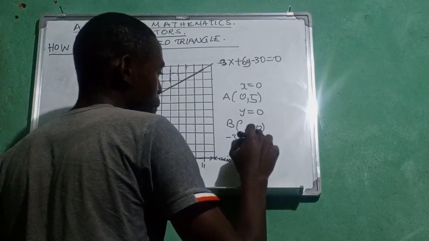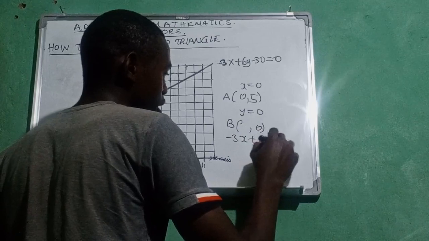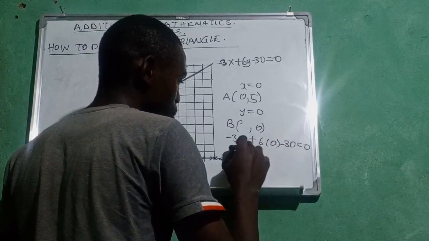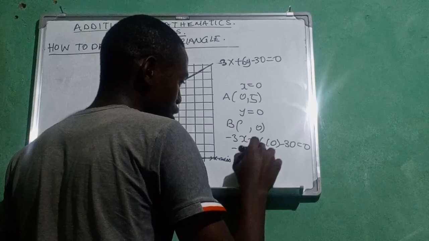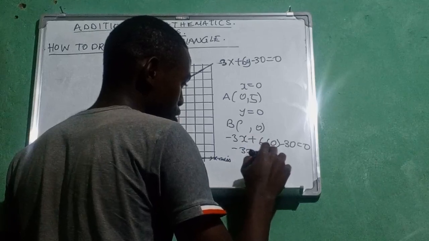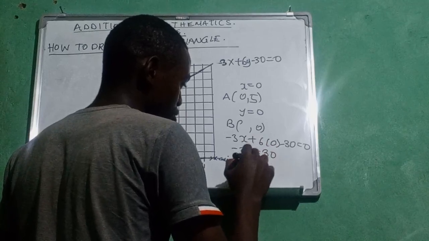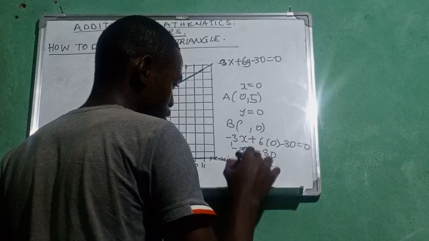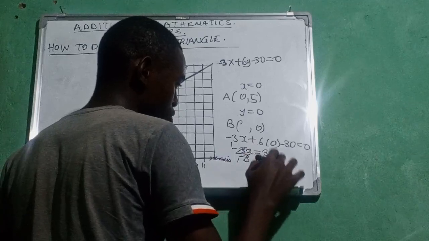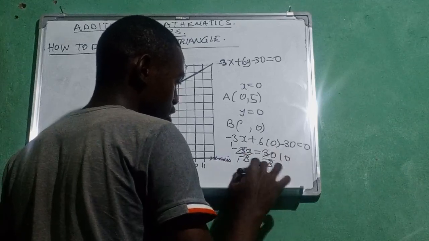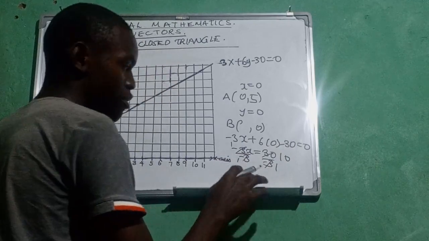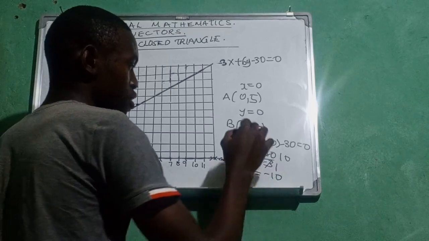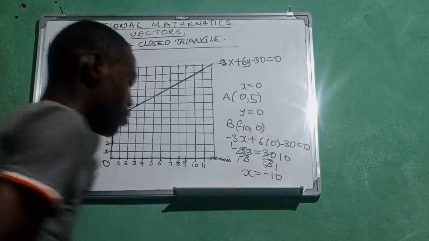It means we are saying -3x plus 6 multiplied by 0 minus 30 is equal to 0. Minus 3x is equal to 30. Divide by minus 3 on both sides. Then 3 into 30 is 10. Take note of the negative sign right there. x is equal to -10. So it is (-10, 0).